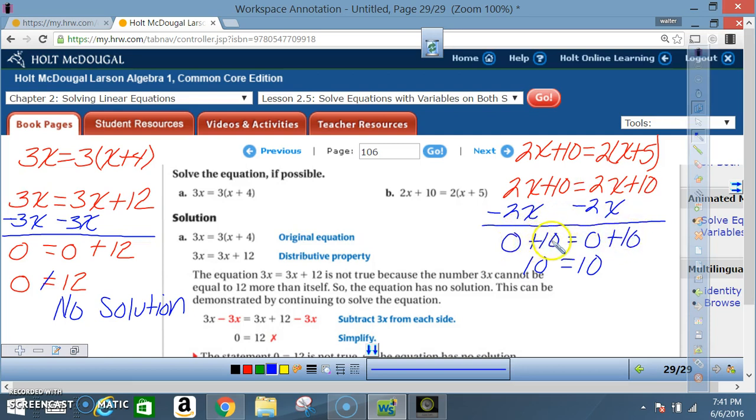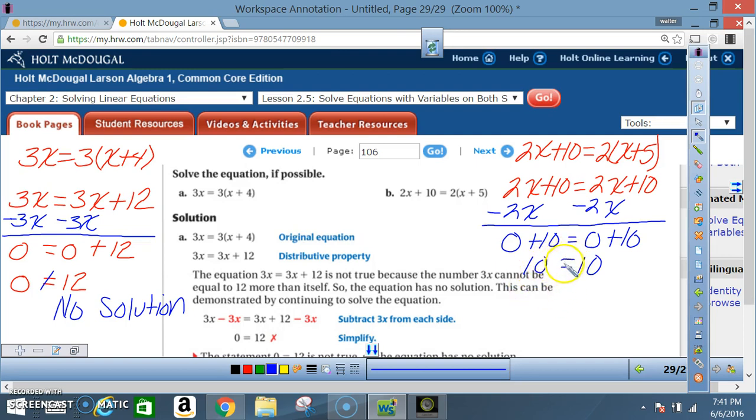Now I have 0 plus 10 is equal to 0 plus 10. Still, that's an identity. This is equal to that. And let's take it one more step. 0 plus 10 is 10, and 10 does equal 10. This is called an identity.